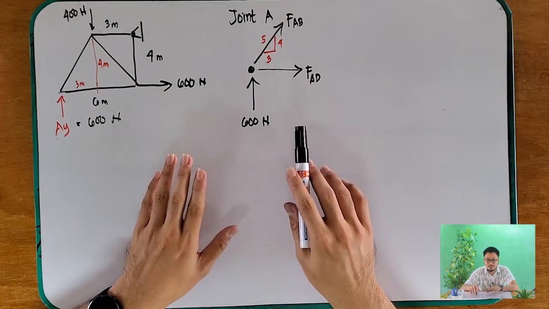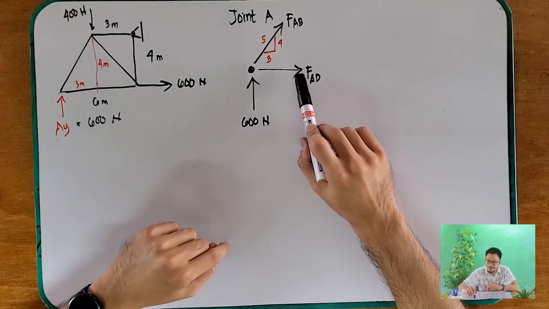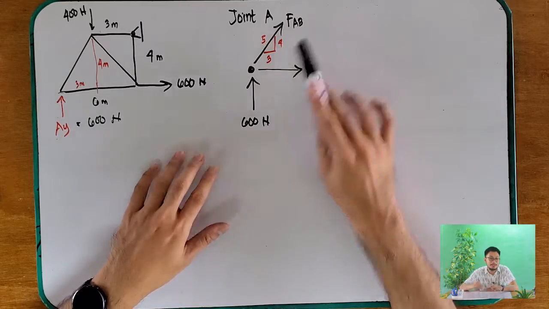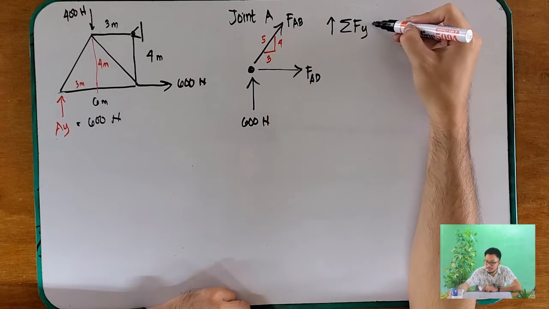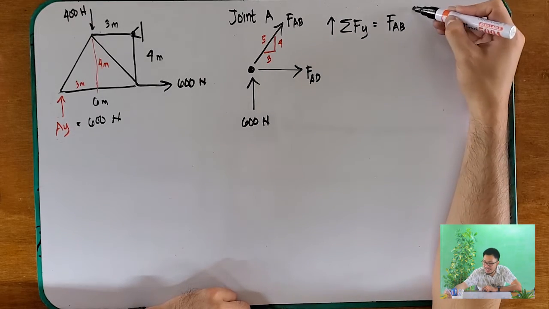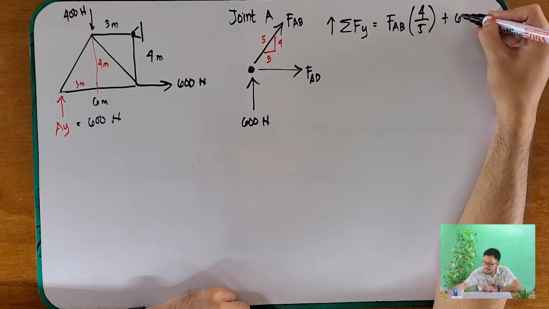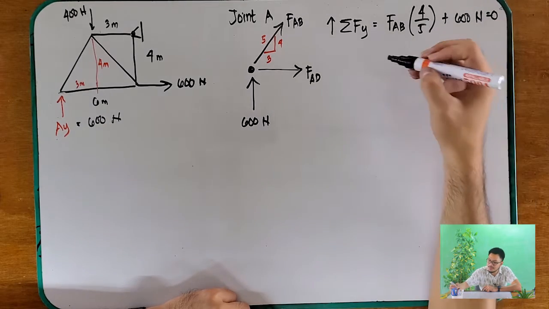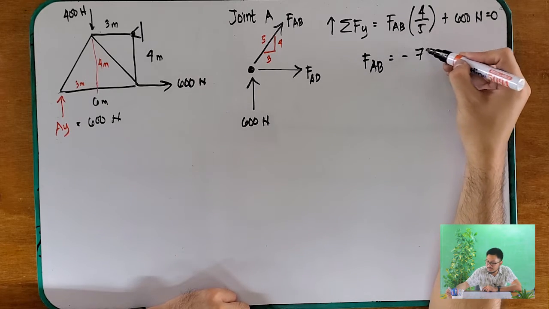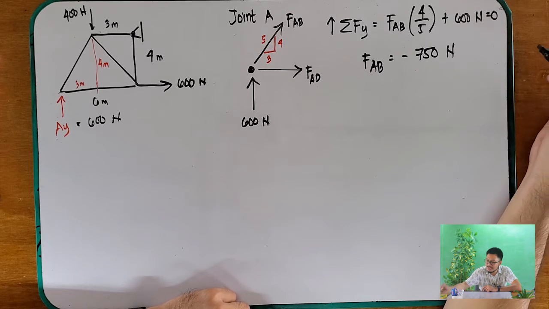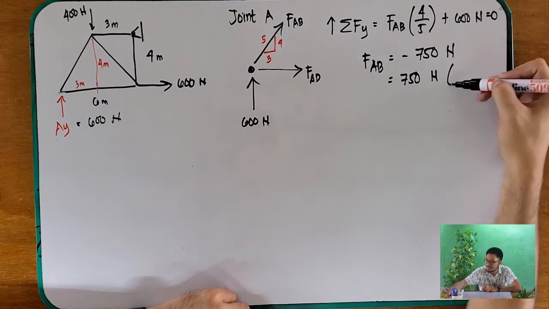Kung sa ato unahon, summation of forces along the X or Y. Ato unahon ang Y. Kaya nga naman, okay? Para ma-cancel out ang FAD and solve na nato ang Y. So, summation of forces along the Y going up is equal to FAB times 4 over 5 and then plus 600 newtons is equal to 0. So, I know this one is negative. FAB is negative 750 newtons. And since this one is negative, then we should change the sign. 750 newtons, and that is compression.